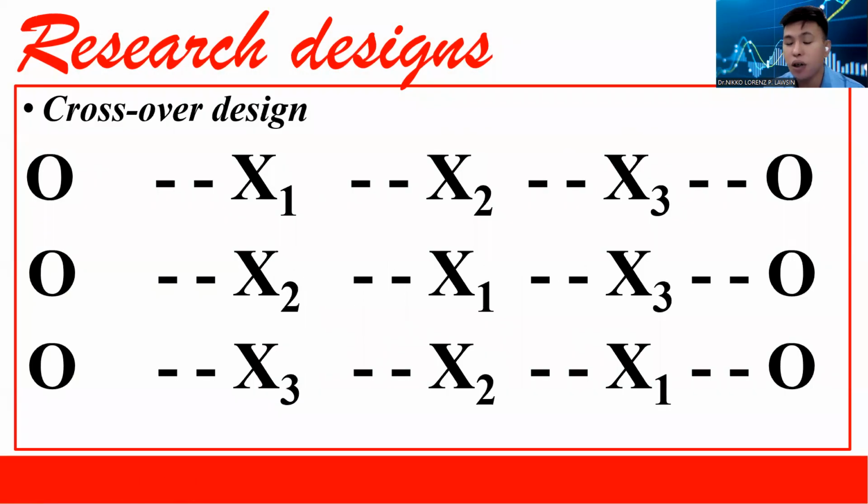And crossover research design, they have the same pre-test and post-test. However, the sequence of the treatments is altered. So in the first group, you could have treatment 1, treatment 2, treatment 3. For the second group, treatment 2, treatment 1, treatment 3. For the third group, treatment 3, treatment 2, treatment 1.